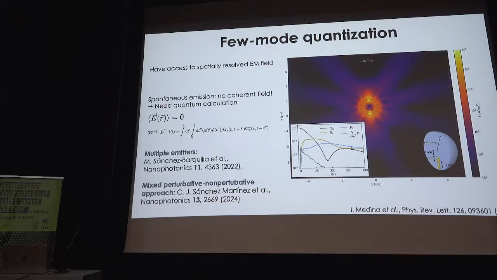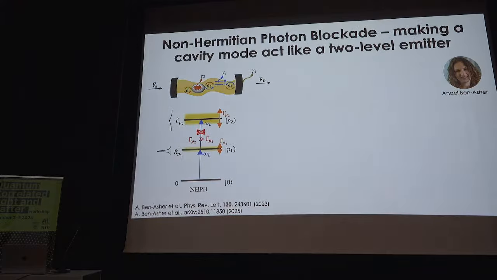I do this for multiple emitters. Usually we don't actually want to treat 20 modes necessarily for multiple emitters. We do the fit with the 20 modes, and then remove all of the ones that are not actually resonant with the emitters by treating them perturbatively.